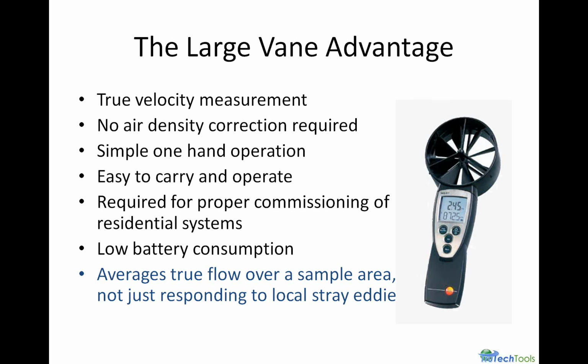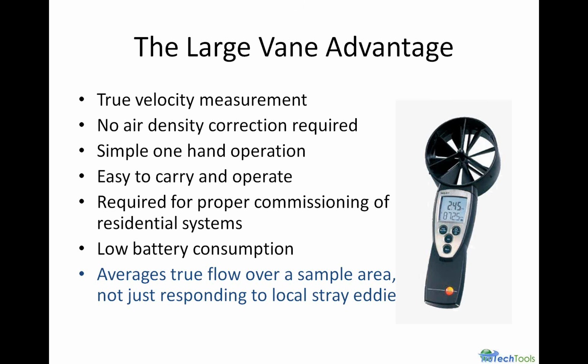A vane, when you look at it, there's two types of vanes we're going to discuss. One's a large vane, and that's going to give you a true velocity measurement. Again, no air density correction required. They're very, very simple to operate. They're required for proper commissioning of a residential or even commercial system. But you've got to use something to measure the airflow.